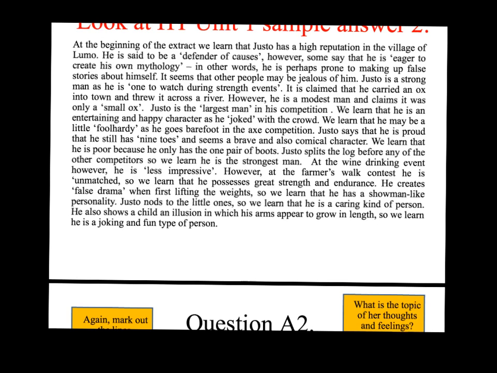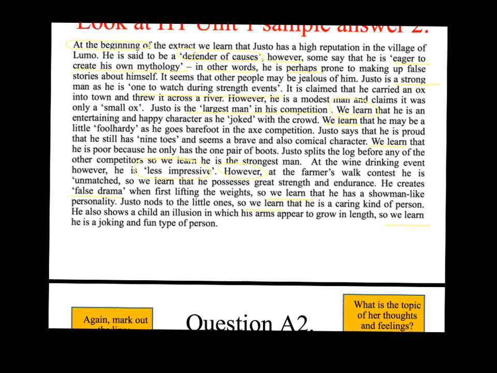The reason why this is a more successful response is for a number of reasons. Firstly, we have the discourse marker, which indicates that we are at the beginning of the extract. We also have these embedded quotations that are forming part of the answer. We also have references to our impression of Justo, what we learn about him, what kind of person he is.